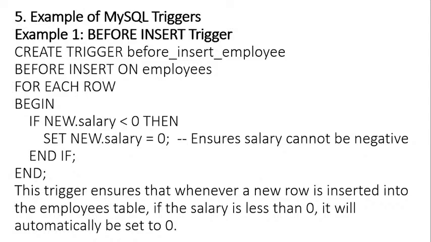This dash dash is a comment. We've talked about comments before. That means it will not run. So, ensure salary cannot be negative. That's what this code is doing.